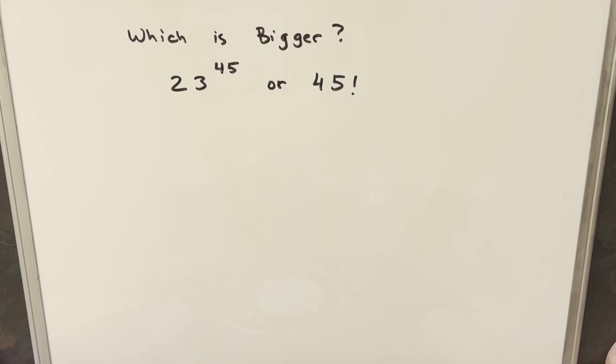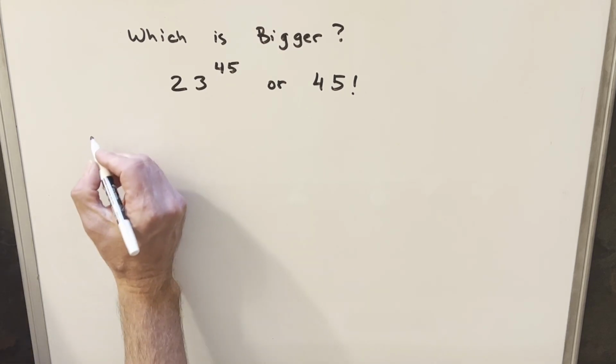Hey, I think we have here a fun problem today, something a little bit different. If anyone's been watching my videos for a long time, you'll know that when I started about a year ago, I was doing a lot of "which is bigger" problems. I do really like these problems, so I thought I'd go back and do one again. So the problem we have on the board is: which is bigger, 23 to the 45 or 45 factorial?